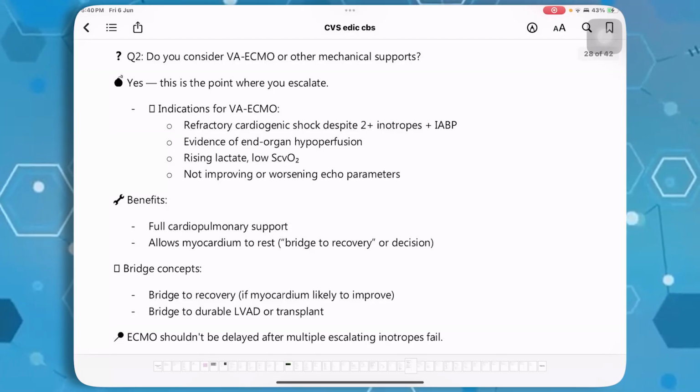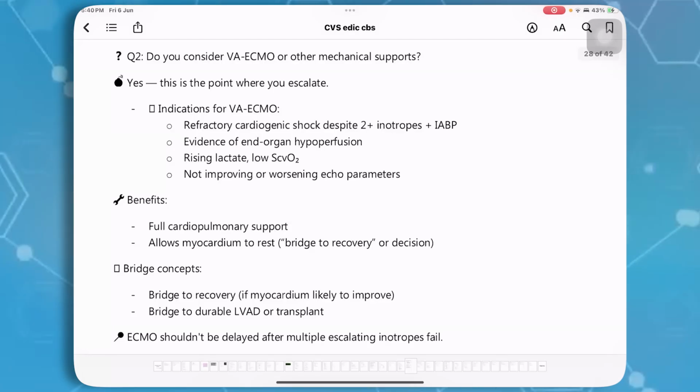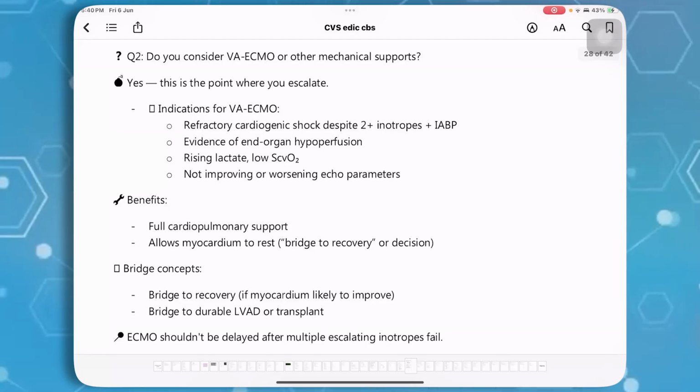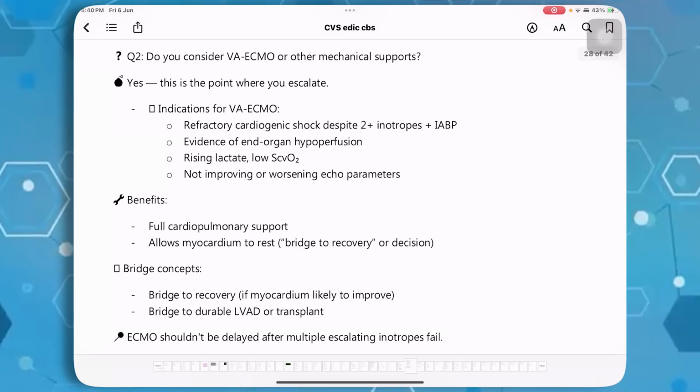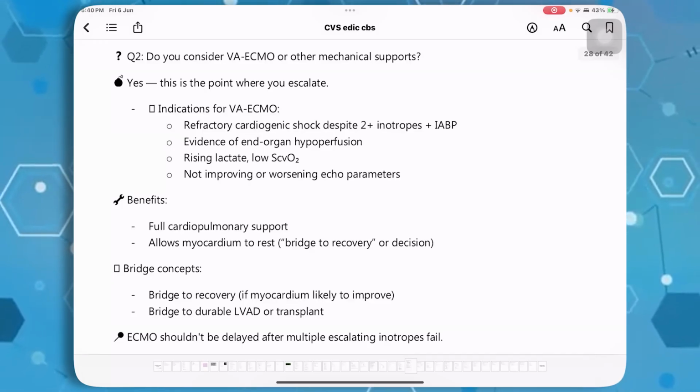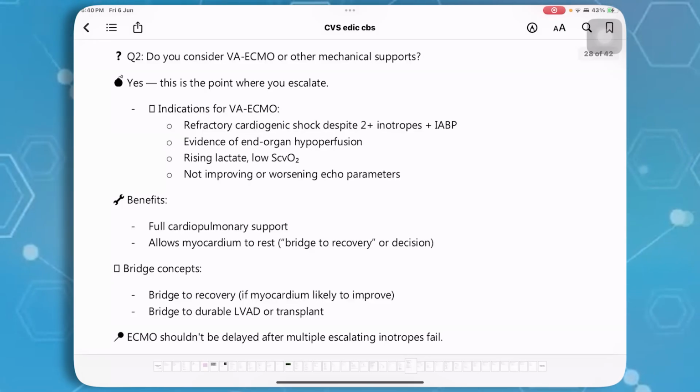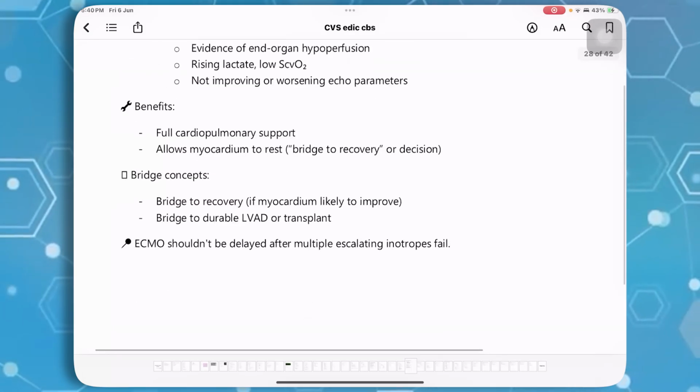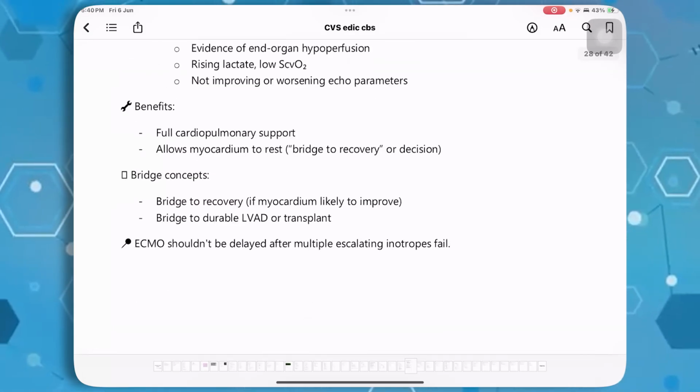What is the bridge concept? I've already told you, either for a definitive surgery or bridge to recovery, if myocardium is likely to improve, or you're planning for a transplant at a later date. ECMO should not be delayed. This is a pearl that you should remember always.